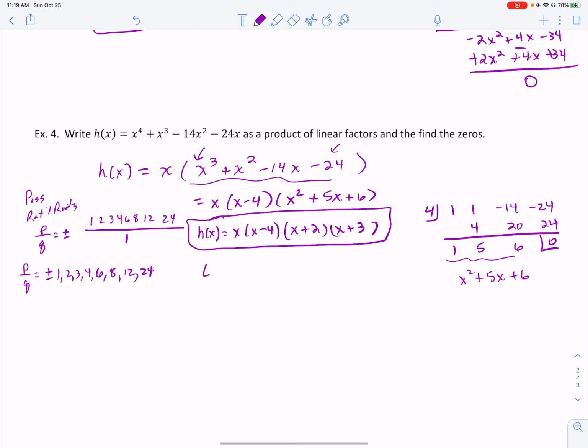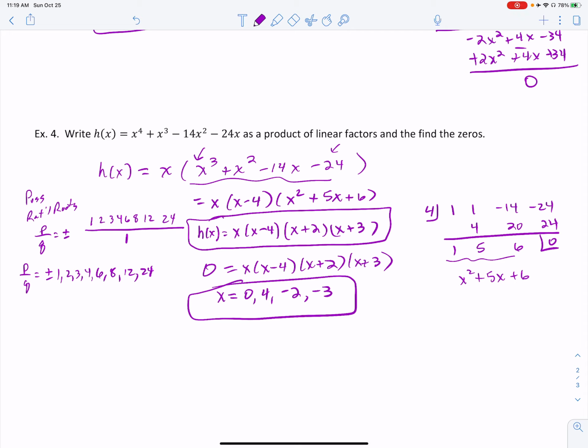And then the roots or zeros are what makes this 0, which we can verify with the graph. So we have 0, 4, -2, and -3. And those are my zeros. So I wrote it as a product of linear factors, and I showed synthetic division and how I obtained that, and the list of possible rational roots. That is the work that you need to have on your paper for those.